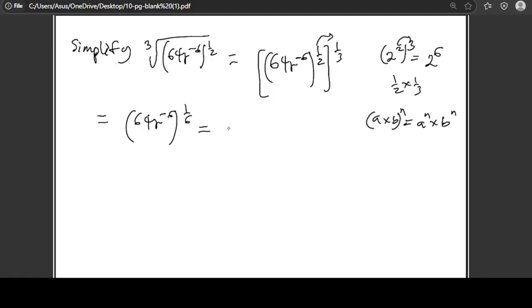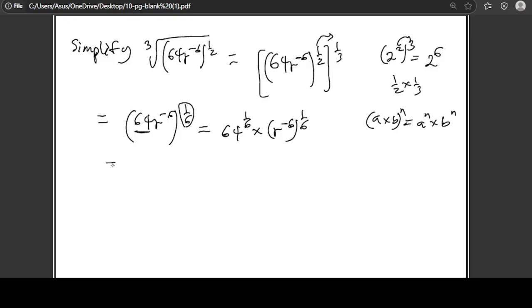So we apply this here. What do we have? We have 64 raised to the power 1 over 6 times r raised to the power minus 6 raised to the power 1 over 6. 64 separately, we give it the power 1 over 6. Then r raised to the power minus 6 separately also gets that power 1 over 6.